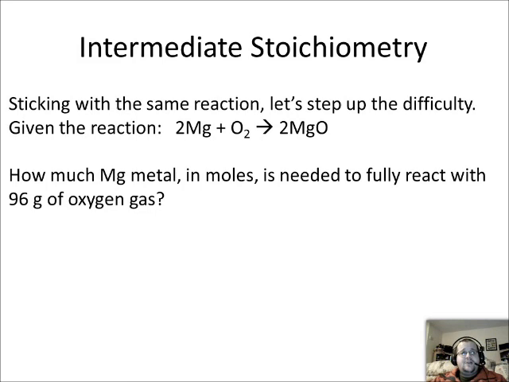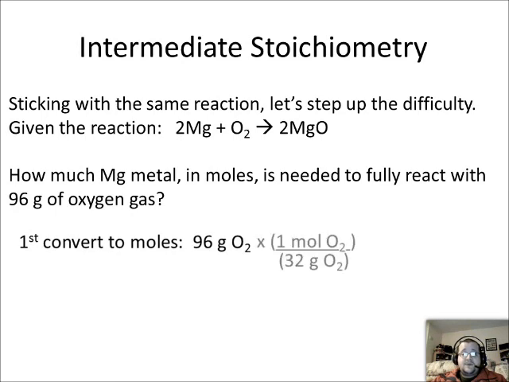Now, moving up to intermediate stoichiometry, if we stick with the same reaction of magnesium reacting with oxygen gas, we could ask how much magnesium metal in moles is needed to fully react with 96 grams of oxygen gas. Now, in this case, it changes it up, and it gives us grams to begin with. Now, we said to do stoichiometry, we need two things. We need moles, and we need a balanced reaction. We have a balanced reaction, but we're starting in grams. We need to take this 96 grams of oxygen gas and convert to moles to begin with.